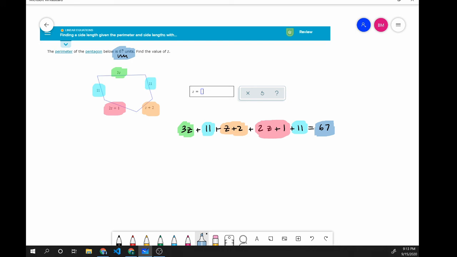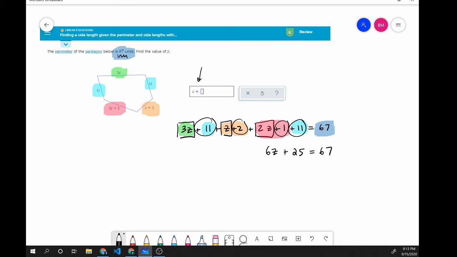And all we have to do is solve this equation, because in this case, it's asking us for z directly. It's not asking us for a side length. So I'm going to add all my z's together. I like to square my variables. So I have 1z here, 2 z's there. So 3 plus 1 plus 2 is 6. So 6z. And my numbers, I know that's going to be 11, 13, 14, and 25. So plus 25 is equal to 67.